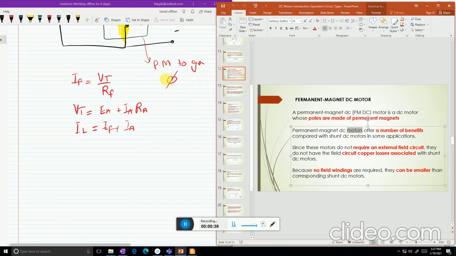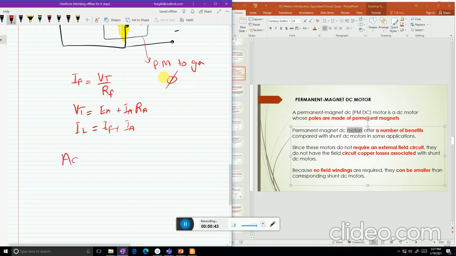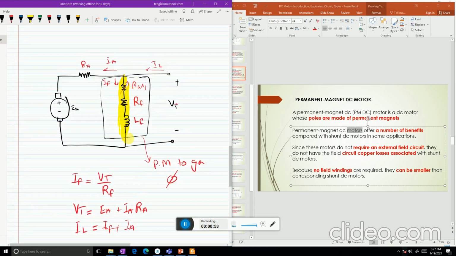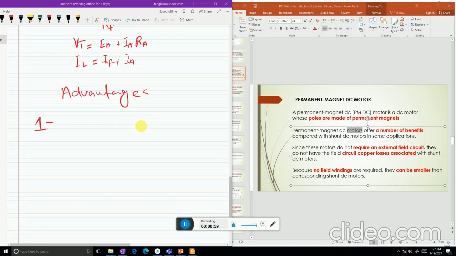Now these permanent magnet motors also have advantages and disadvantages. What are its advantages? Number one, as there is no field circuit present in this machine, no losses occur across this resistance. So low copper losses on the field circuit.